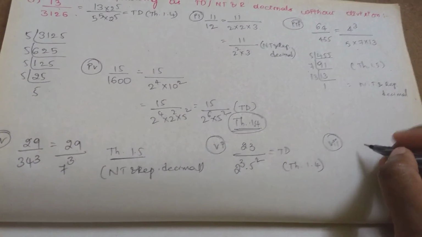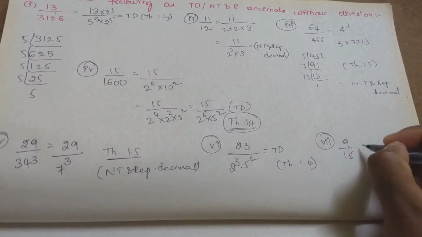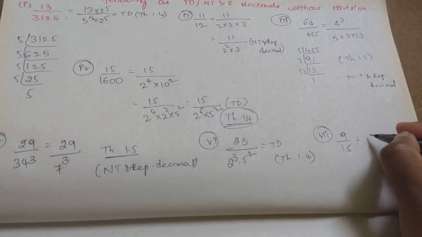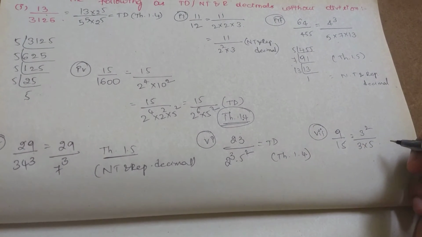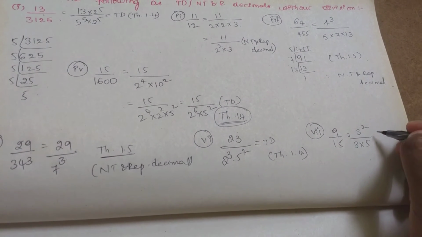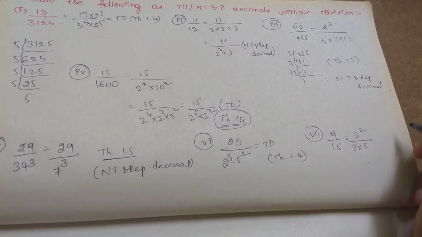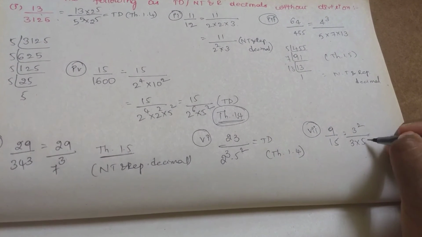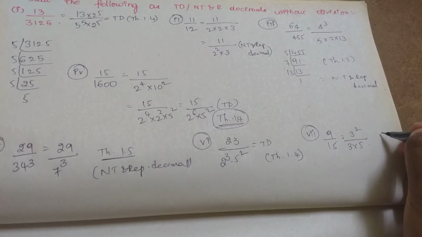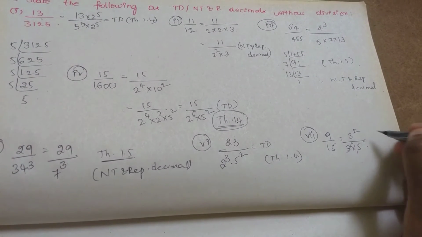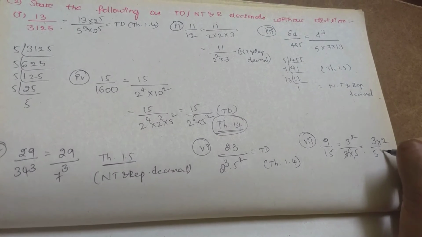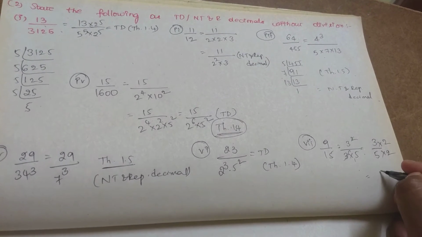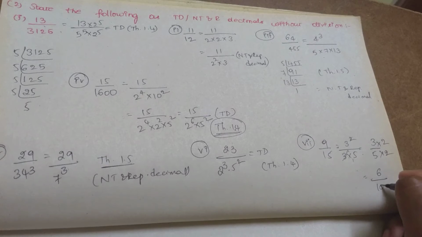Okay, and again, sub question 7. What is sub question 7? 9 by 15. 9 by 15 can be written as 3 square divided by 3 into 5. So 3 ones are 3, and it becomes 3 by 5. So multiplying 2 on both sides, what you will get? 6 divided by 10 power 1.